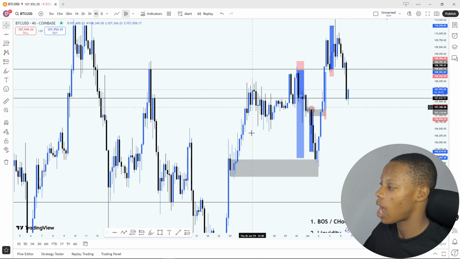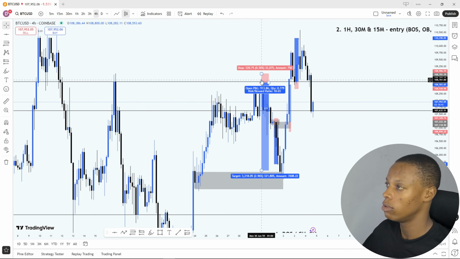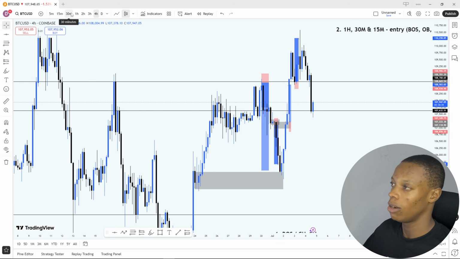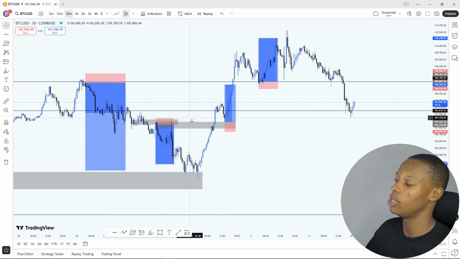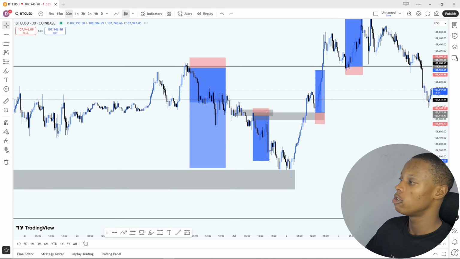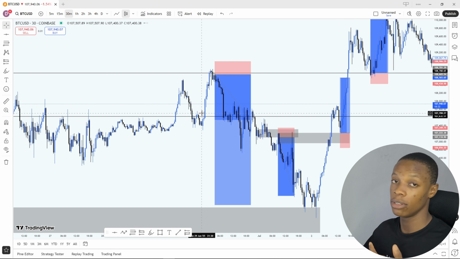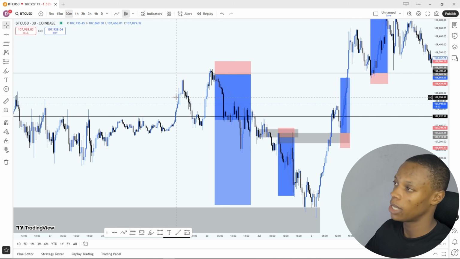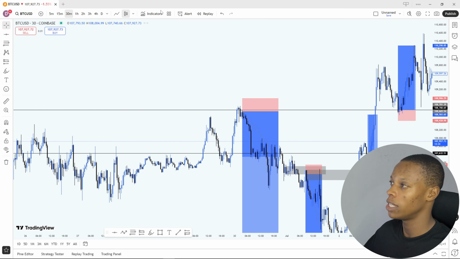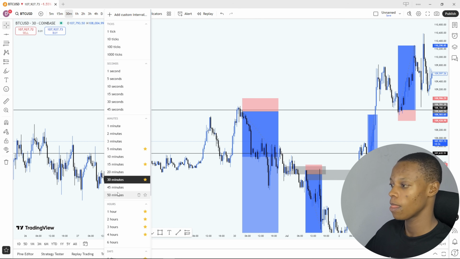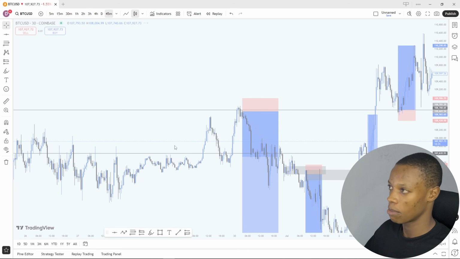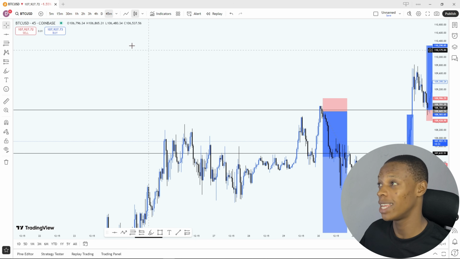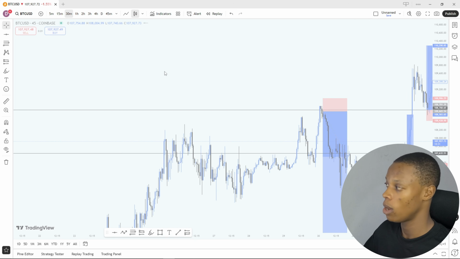So now once I mark out that level where I expect the price to get to, I go to my lower time frame. And for the lower time frame I use 1 hour, 30 minutes, 15 minutes. So this was how I took this very sell. On this one, I took it on the 45 minutes time frame. Right, I can use different time frames. These are my major time frames: 1 hour, 30 minutes, 15 minutes, right?